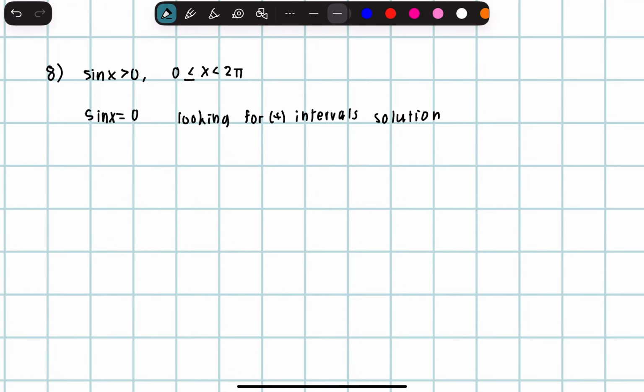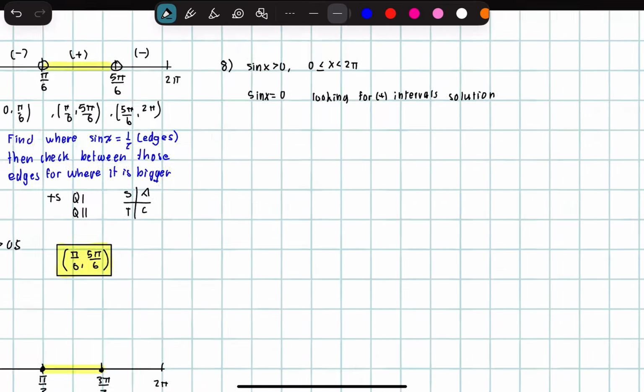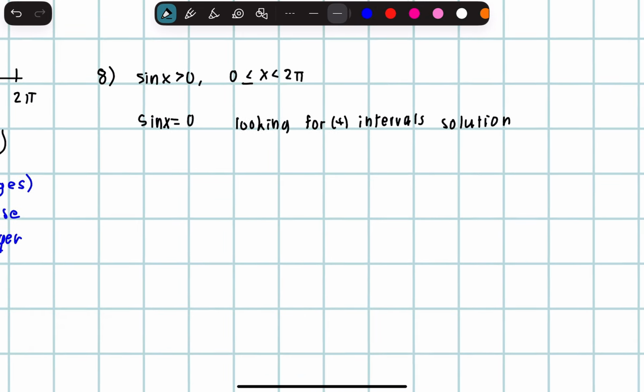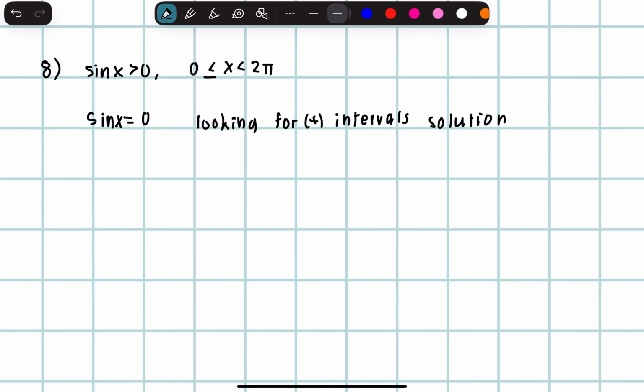In this video, I'll show you how to solve basic trig equations. So let's start off with sine of x is greater than 0 on the interval 0 is less than or equal to x is less than 2 pi. So we move everything to one side, which is already done.